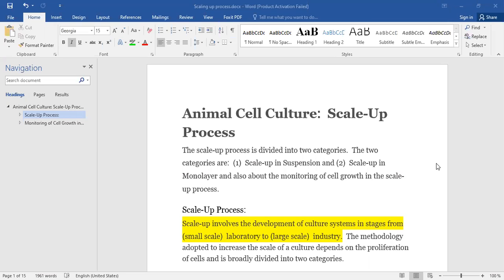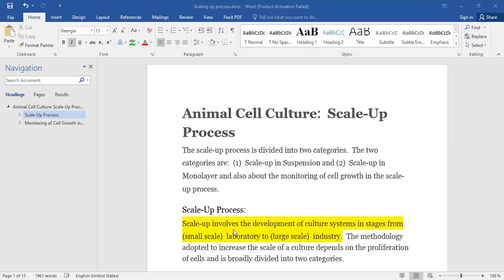Scale up is a method by which we increase the size, we increase the number of the cells in another culture method. Okay. So scale up is a method which involves the development of culture system from small scale to large scale.